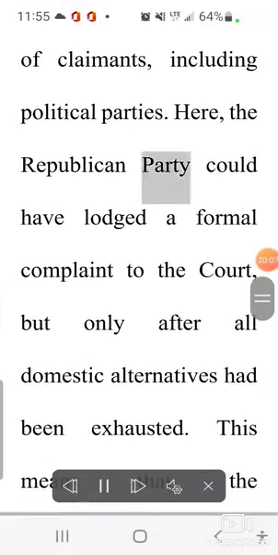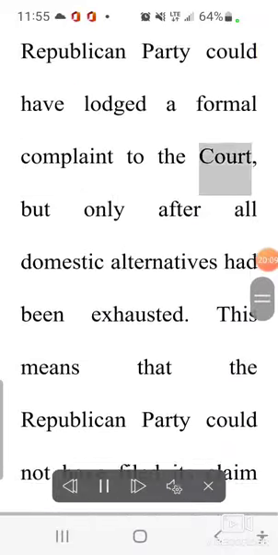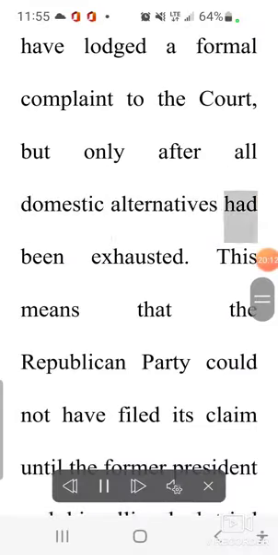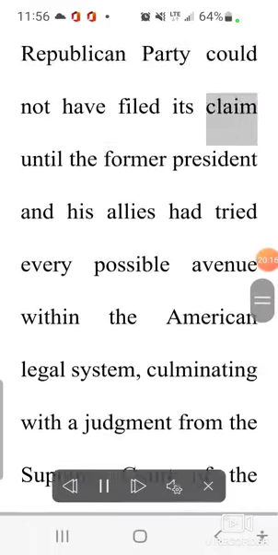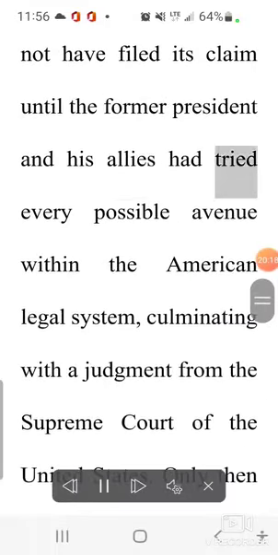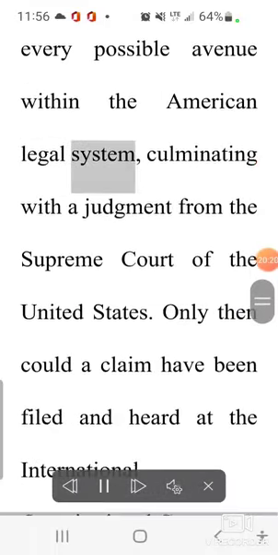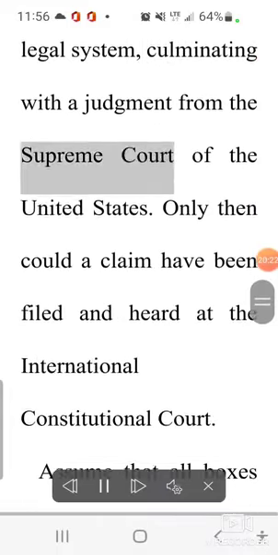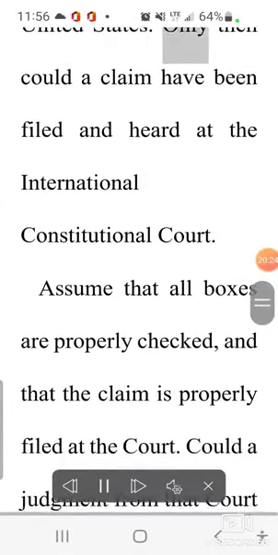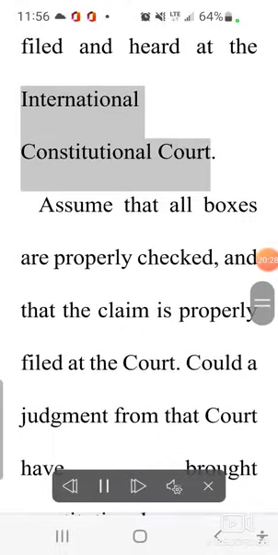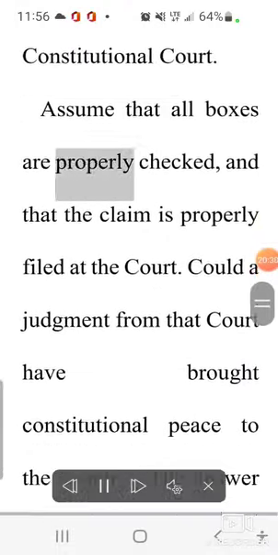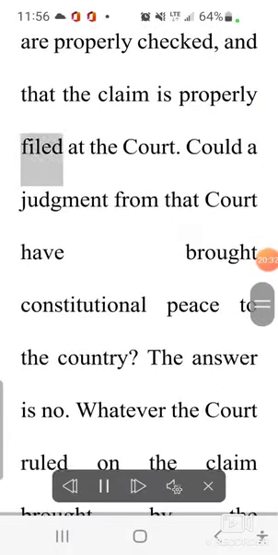Here, the Republican Party could have lodged a formal complaint to the court, but only after all domestic alternatives had been exhausted. This means that the Republican Party could not have filed its claim until the former president and his allies had tried every possible avenue within the American legal system, culminating with a judgment from the Supreme Court of the United States. Only then could a claim have been filed and heard at the International Constitutional Court. Assume that all boxes are properly checked, and that the claim is properly filed at the court.